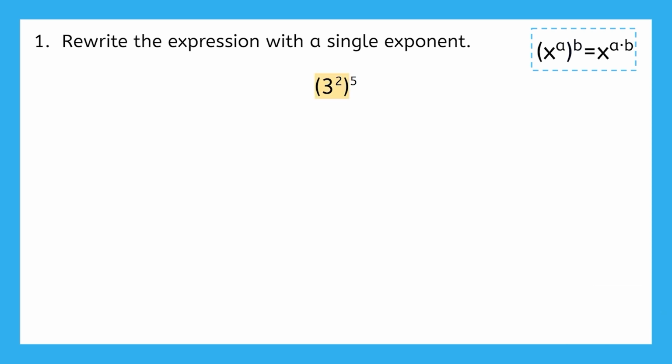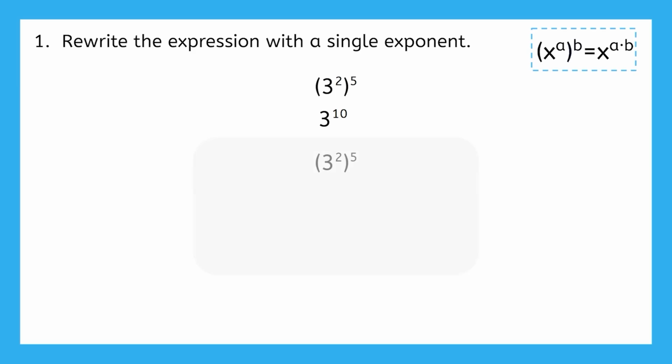Since 3 squared is raised to a power of 5, using the power of a power property, we can rewrite this as 3 to the power of 2 times 5, which is the same as 3 to the power of 10. How'd you do?